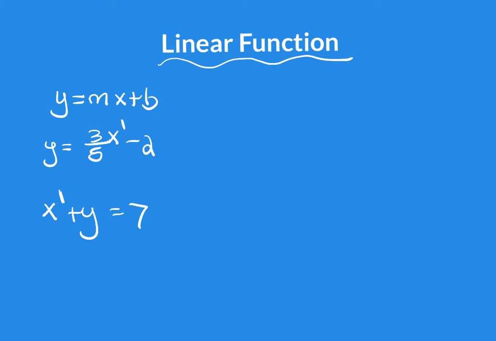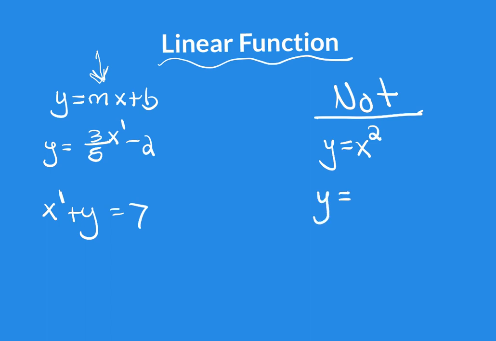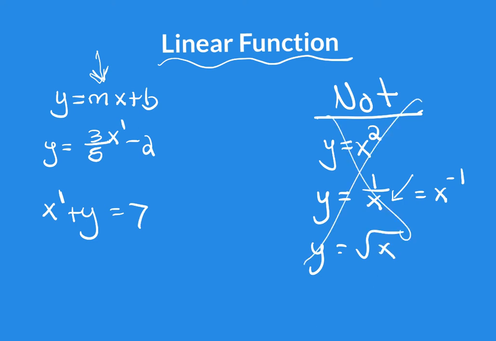And then looking at what is the linear function, sometimes it's helpful to look at what is not the linear function. So anything with an exponent higher than 1, or just anything other than 1, so like x squared, that's not the linear function. Y equals 1 over x. So if x is in the denominator, that is not the linear function. That technically would be x to the power of negative 1. Or like y equals square root of x. None of those are the linear function. So we want to look for equations in this form.